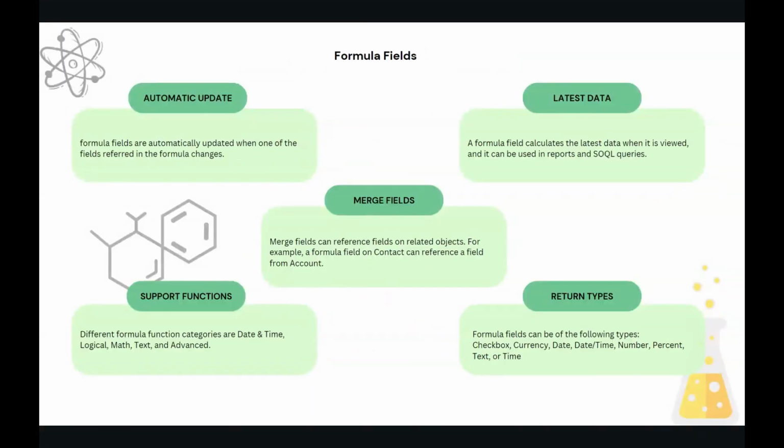Now let's take a look at formula fields. Formula fields are custom fields that automatically provide results based on records and related records. They are read-only fields and are calculated based on fields and expressions specified in the formula and the values present in those fields. It calculates the latest data when it is viewed or when any of the source fields changes. More interestingly, they can also be used in reports or SQL queries. Formula fields can be of the following types: checkbox, currency, date, datetime, number, percent, text, or time.